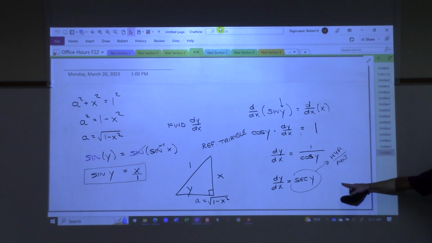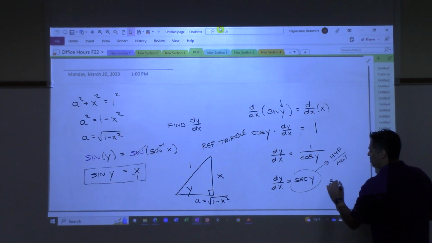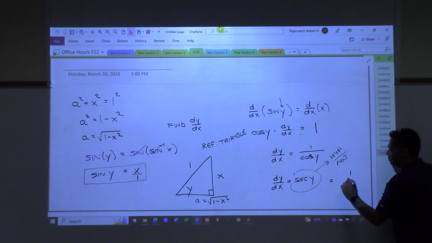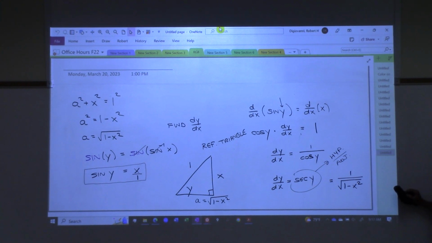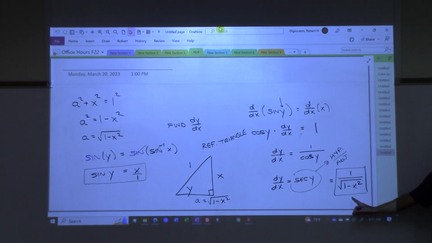I'm ready to rewrite this answer now, right? Secant of y is equal to the hypotenuse of that reference triangle over the adjacent side. The hypotenuse we said was 1, and then the adjacent side is the square root of 1 minus x squared. And that's my answer. You see our derivative has x in it, which is what I was hoping to get, right?